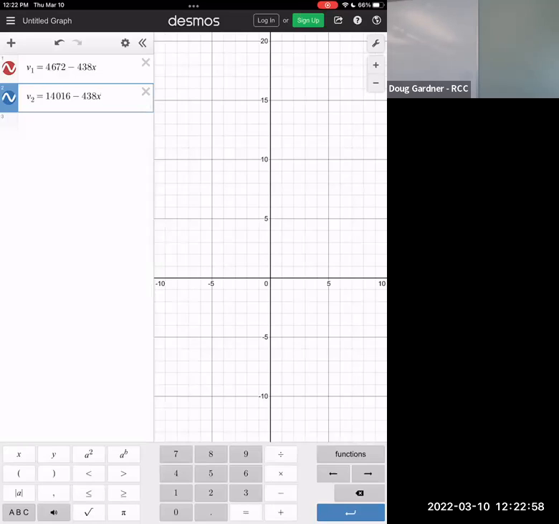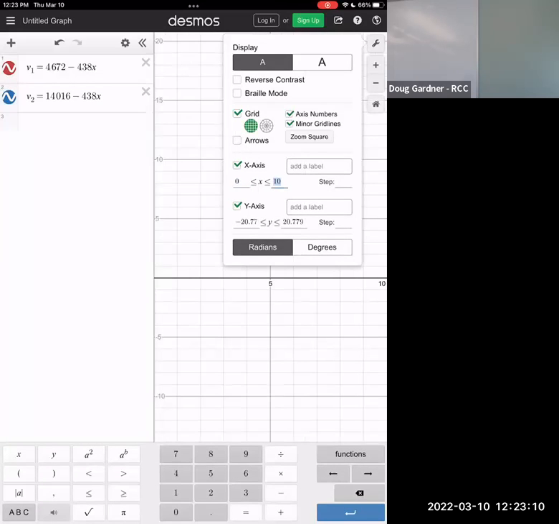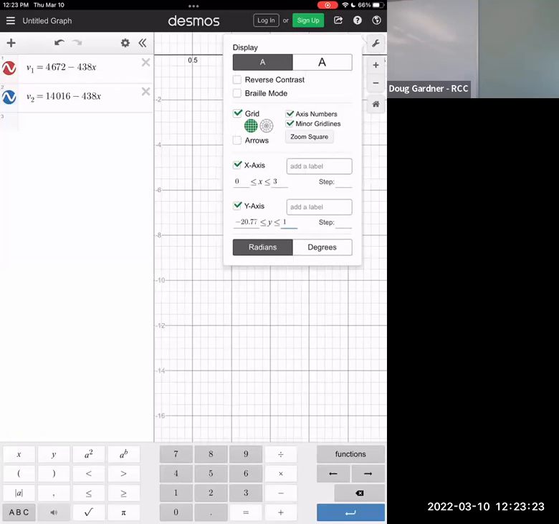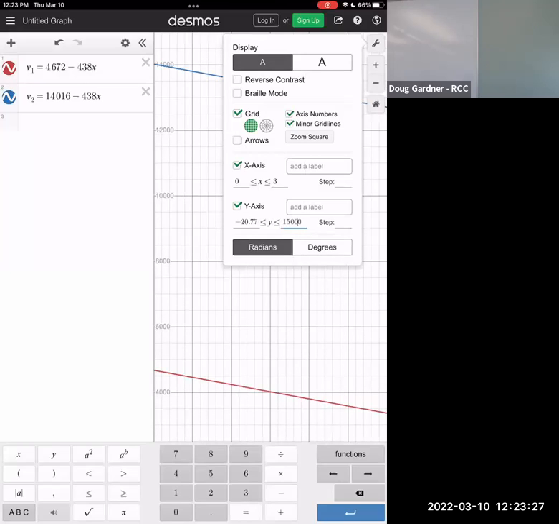Now, notice the y-intercepts on these things. The whole thing lives from 0 to 32. So if I go to that wrench up there, I can say I want this thing to live from 0 to 32. And for Y values, I'm not exactly sure what to put. But the Y-intercept of one of them is 14,000. So my max seems like maybe 15,000 would be good.